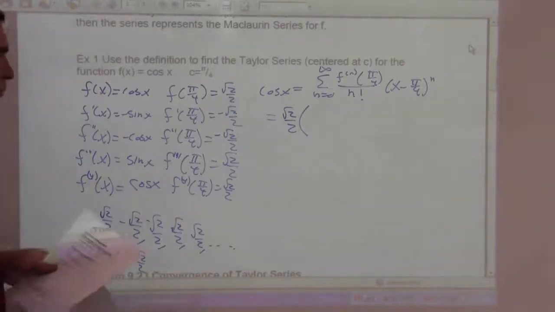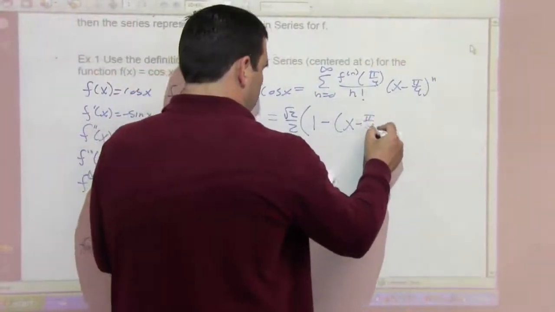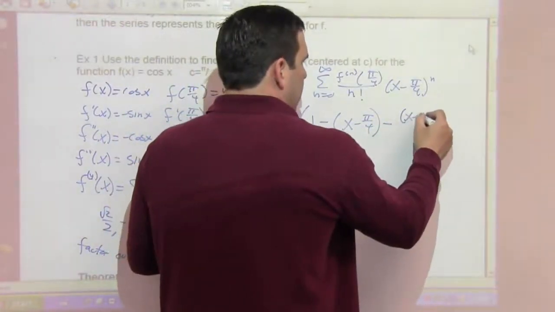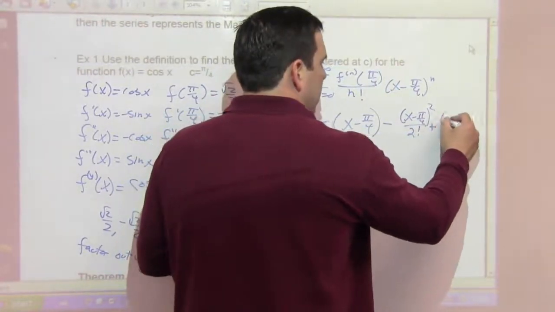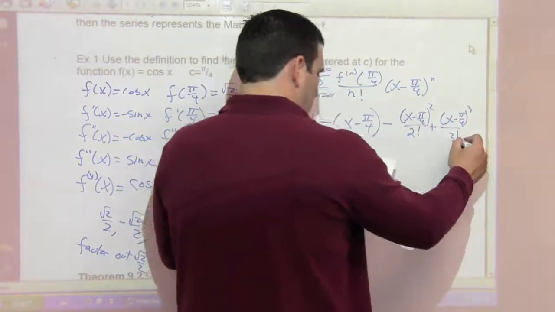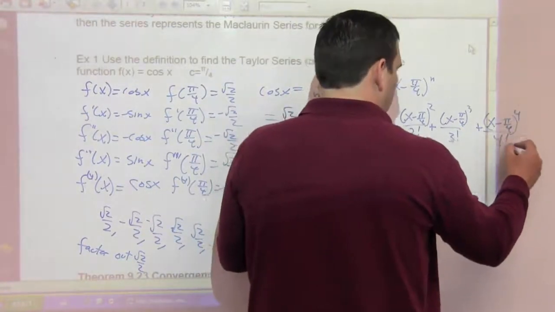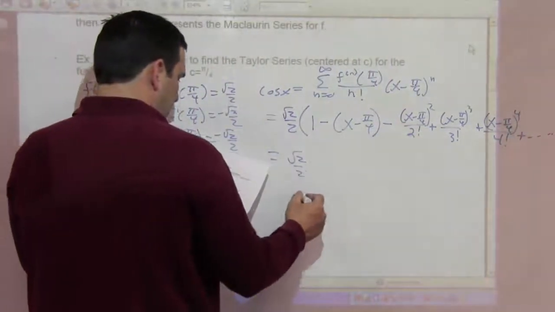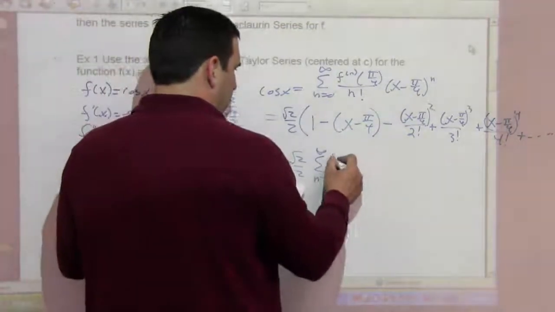Then we're going to have 1 minus x minus pi over 4, minus x minus pi over 4 squared over 2 factorial, plus x minus pi over 4 cubed over 3 factorial, plus x minus pi over 4 to the fourth power over 4 factorial, plus, so it would be the square root of 2 over 2 times the sum as n goes from 0 to infinity of negative 1.